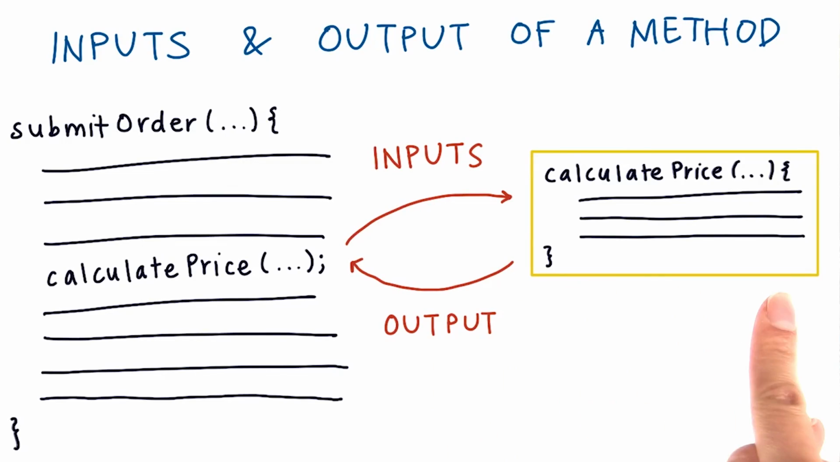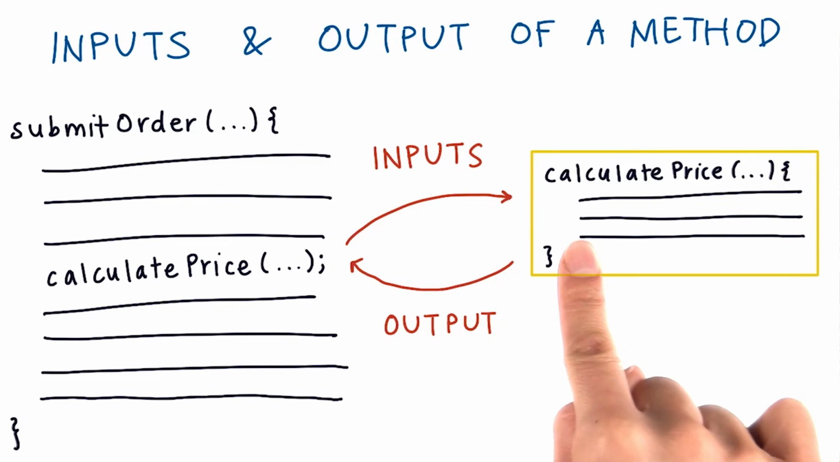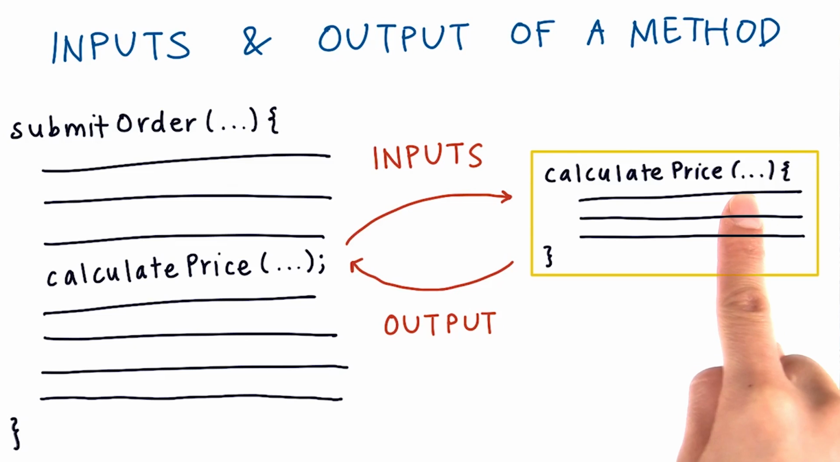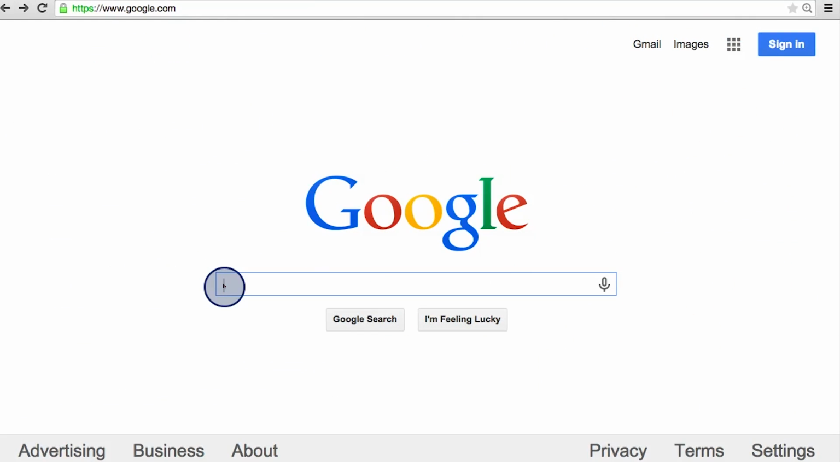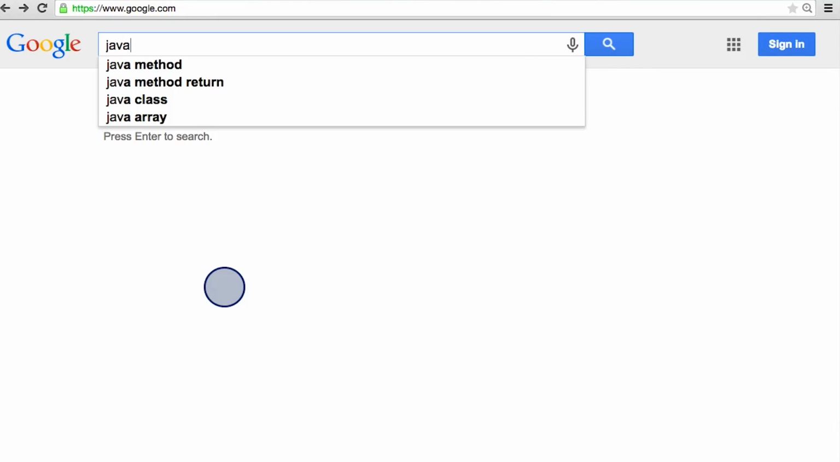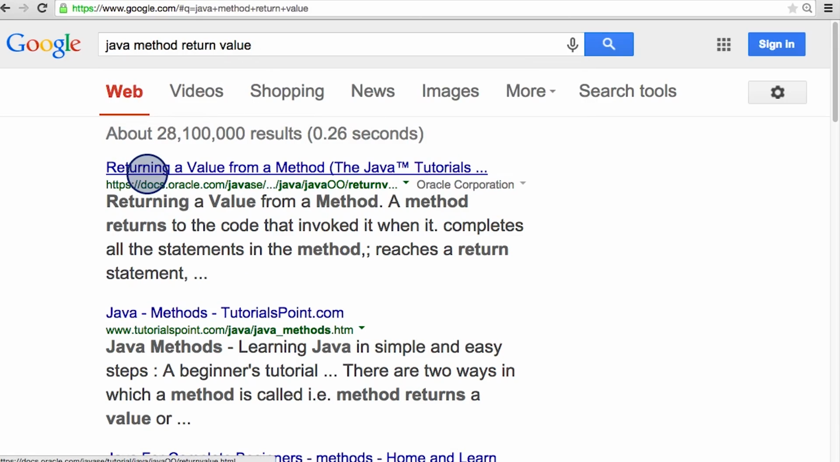In Java, the output of a method is known as a return value. In code samples, you may have seen the word return inside the method or in the comment above it. Let's look up more information about the return values for methods. I'm going to do a Google search for Java method return value. The first link looks good.